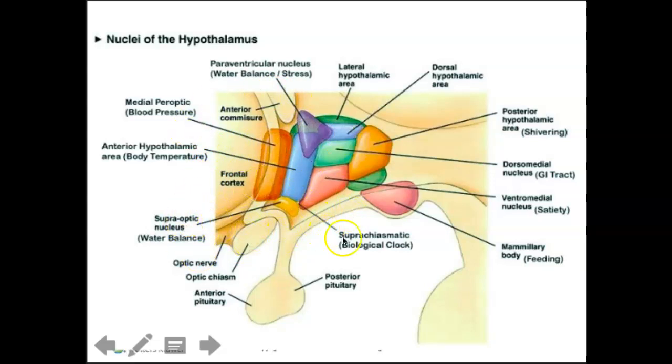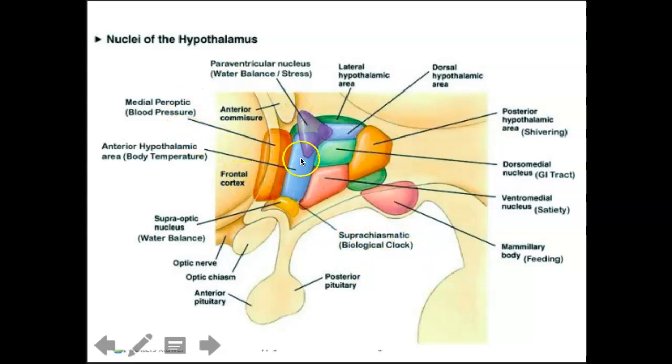Okay, so that's where some of the names come from. And in this picture, you can actually see what some of the functions are. The supraoptic nucleus deals with water balance, whereas the suprachiasmatic, and we'll talk about it a little more, deals with synchronizing the biological clock of our body. So that's going to talk to the pineal gland and the release of the hormone melatonin from there. So we'll talk about it a little later.